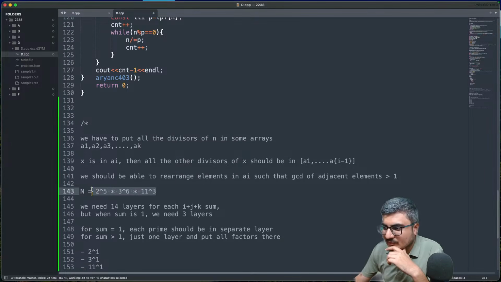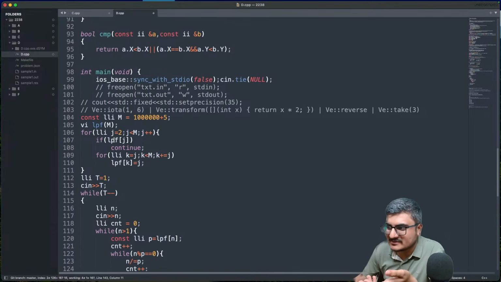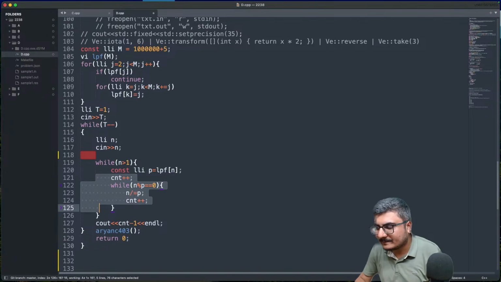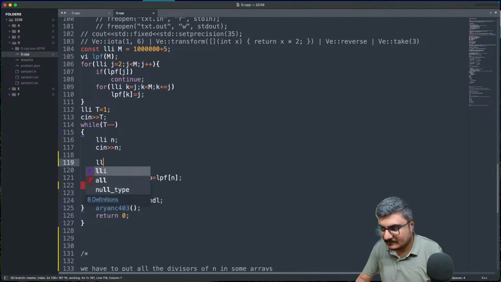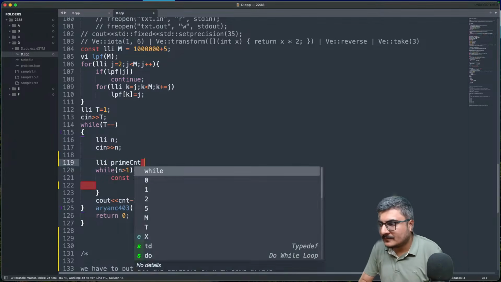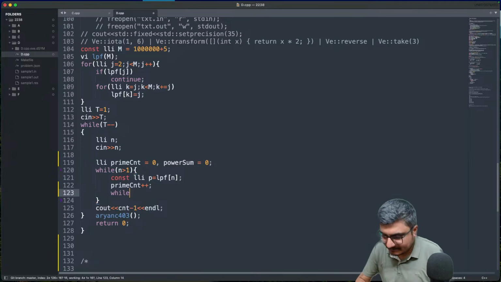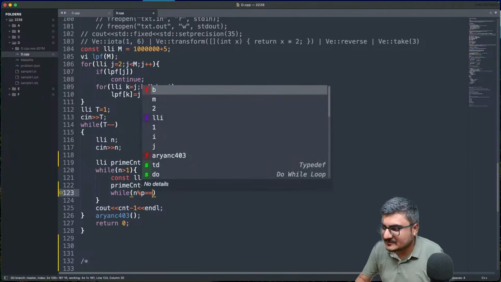And the way we would factorize these numbers would be using a sieve to keep the bare minimum, and then we factorize using the lowest prime factor. So first we run a sieve to figure out, for each element, at least one prime number. Then we have n. We keep prime count 0, power sum as 0 again. Whenever we find a new prime, we add it to the prime count. While n divides p.